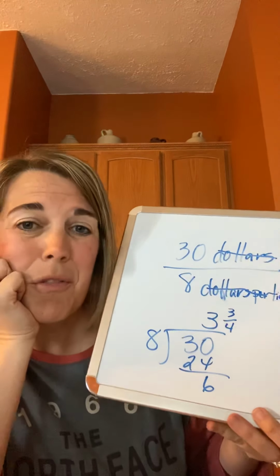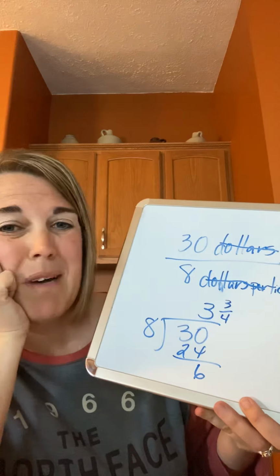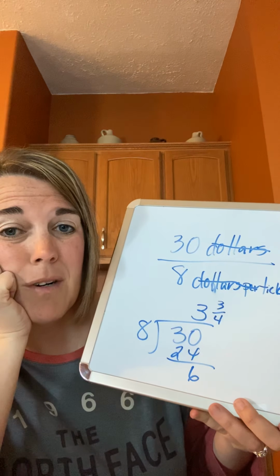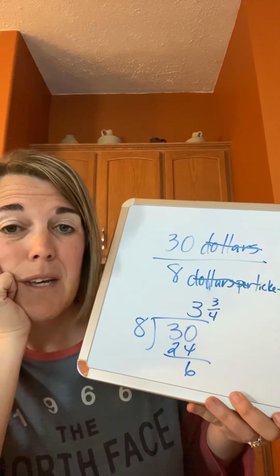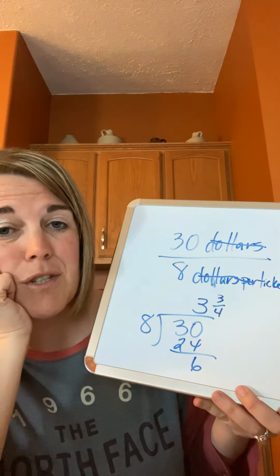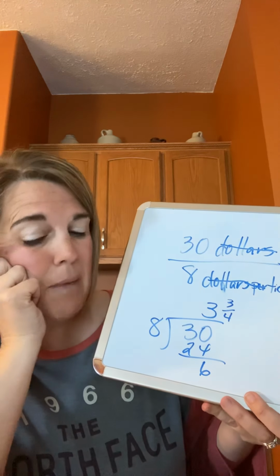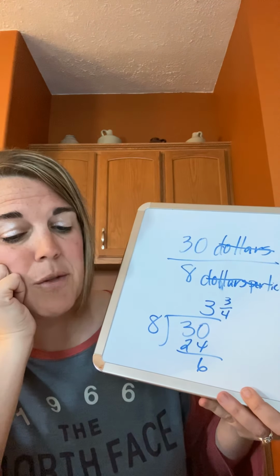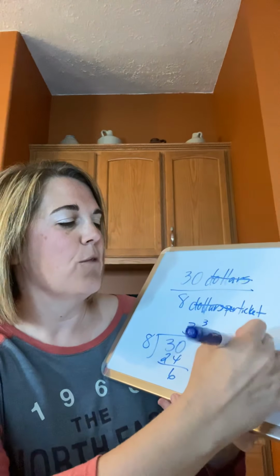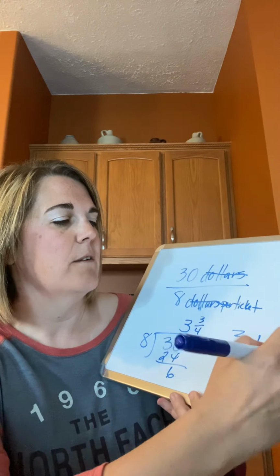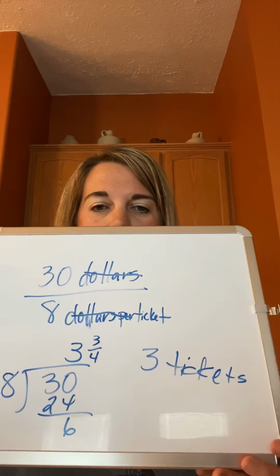Now, do they sell 3/4 tickets? No. Can he buy more than he has money for? Could he buy 4 tickets? No, because he only has $30. Okay, 4 tickets would cost $32. So he can only buy with his money 3 tickets. So the question was, how many tickets can he buy? We know he can only buy 3 tickets. Okay? He can only buy 3 tickets.